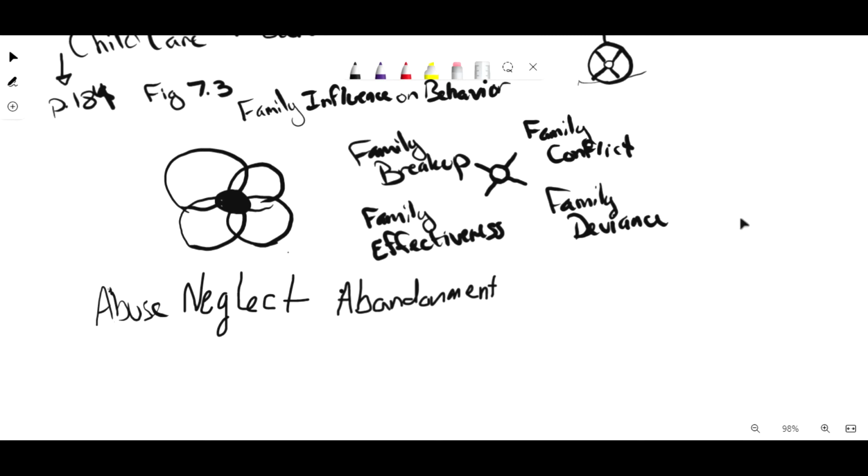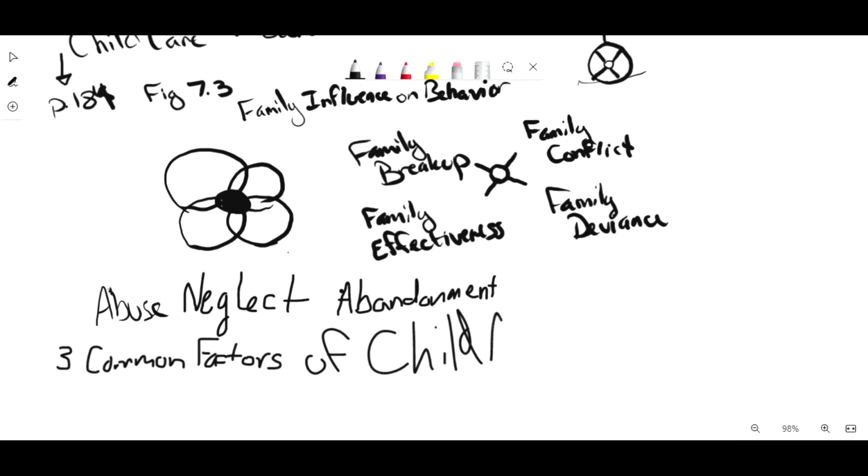So of all the factors associated with child abuse, there are three that are discussed the most often. Okay? So, thinking about quizzes and tests and things like that. Three common factors of child abuse.